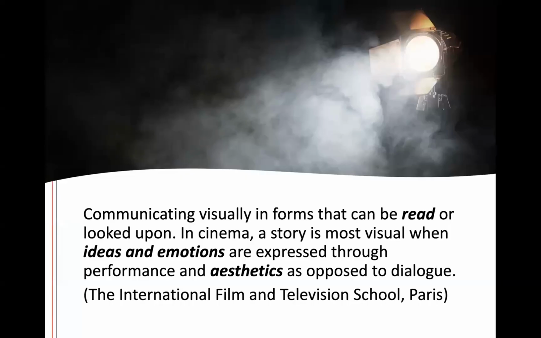So, when we think about communicating stories or narratives or just information in a visual form, we have to think of quite a few things. And I really like this quote from the International Film and Television School. It says, communicating visually in forms that can be read or looked upon. In cinema, a story is most visual when ideas and emotions are expressed through performance and aesthetics as opposed to dialogue. You can portray a lot of information through dialogue or text, but sometimes the emotional aspect or the thing that really captures your attention is through the visual. And lighting and composition are two of the main elements that help give those aesthetics more oomph.